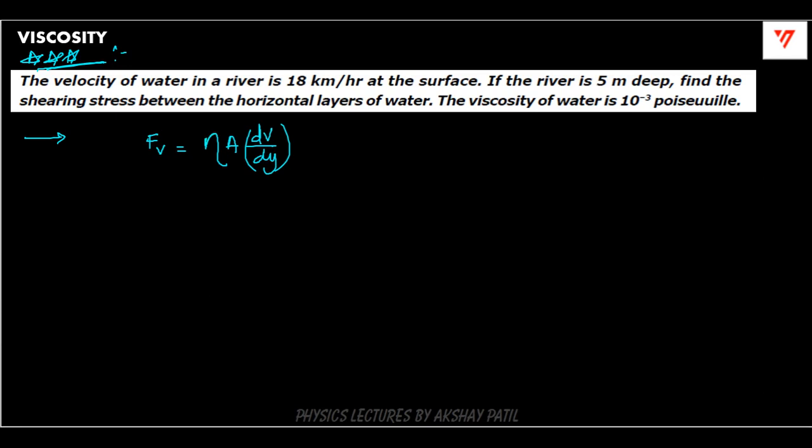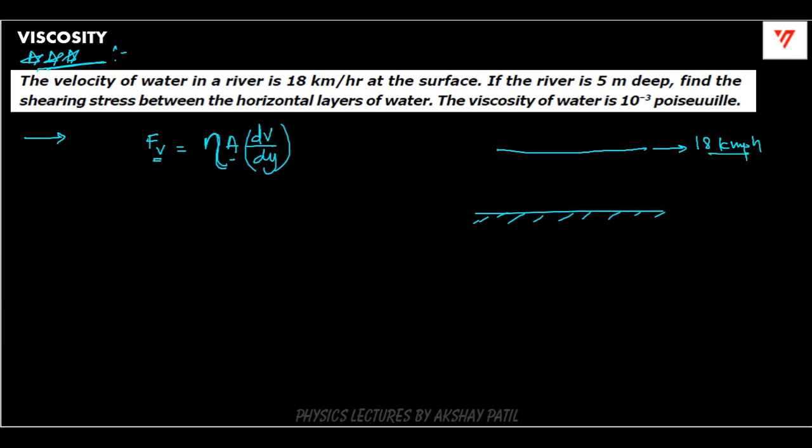So the equation is simple like this: Fv, or the viscous force, is given as coefficient of viscosity times area times velocity gradient. Here, let's say the velocity of water in a river at the surface is 18 kilometer per hour. Let's say I take a section of that river, and this is the ground. I'm taking a section and this surface is moving with 18 kmph.